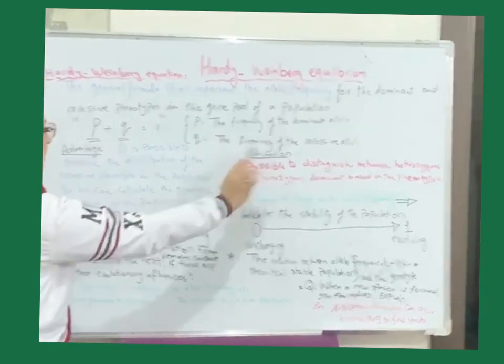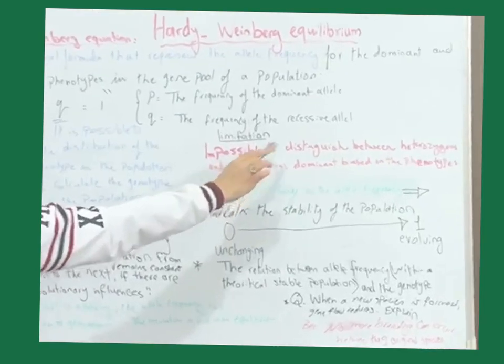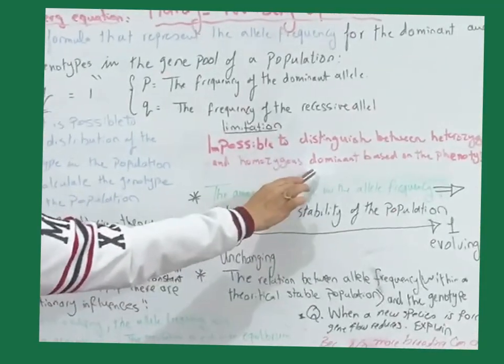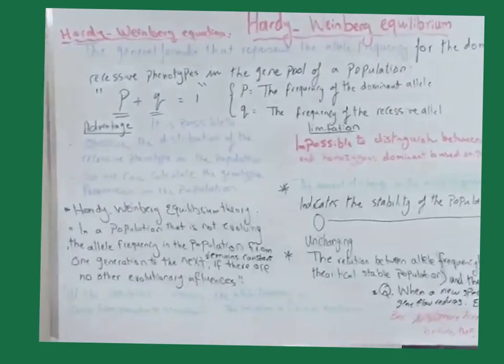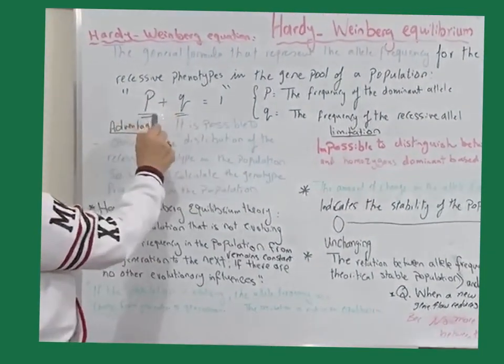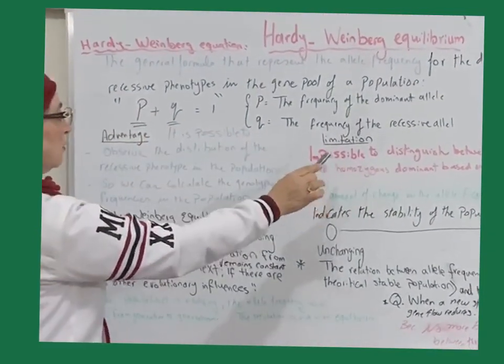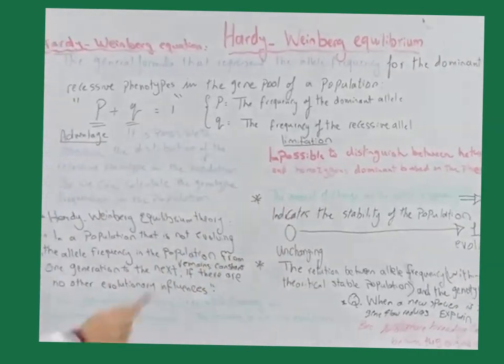Why does it have a limitation? Because it's impossible to distinguish between the heterozygous and homozygous dominant based on the phenotype. So it does not show the difference between the heterozygous dominant and the homozygous dominant, because both of them have the same phenotype.